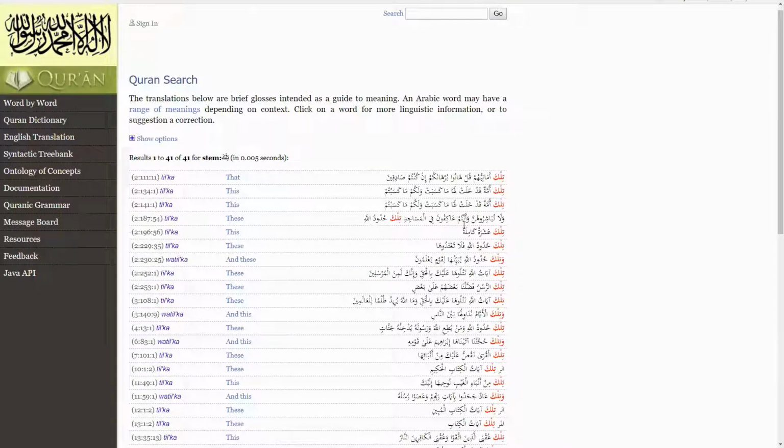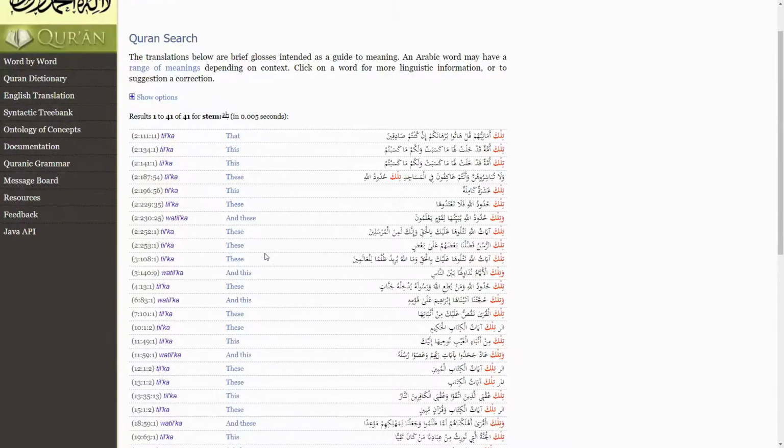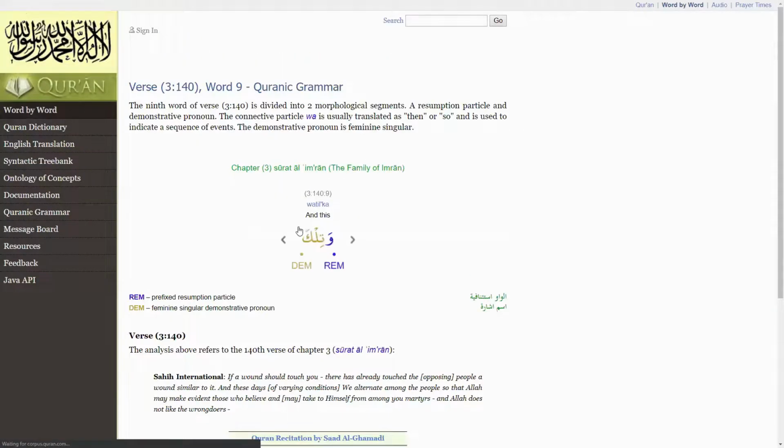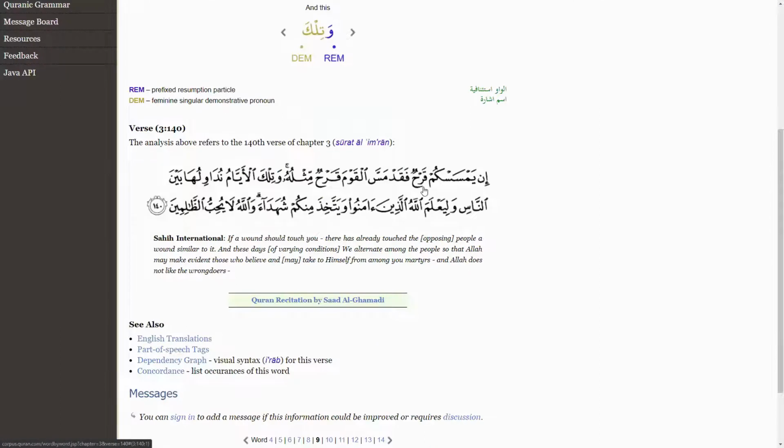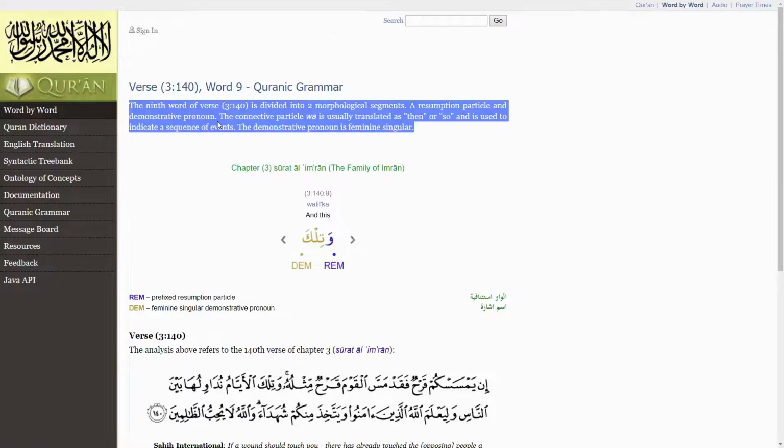So wherever you find these, tilka hududullah. Tilka al-ayyamu nudawiluha bayna an-nas. So everywhere we have يمسسكم قرح وقد مس القوم قرح مثله وتلك الأيام. So alhamdulillah, this is what it is.